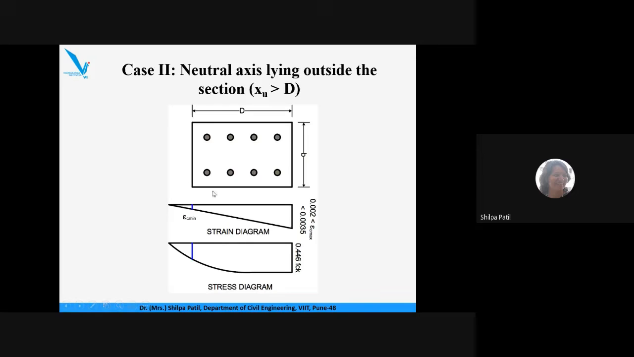Now in this case, what is happening? The load is acting with a very small eccentricity, and hence there is no development of tensile stresses. Or in other terms, the tensile stresses are not predominant, rather the compressive stresses are predominant, and hence the strain diagram or the stress diagram completely shows the effect of compressive strain only. There is no impact or effect of tensile strain here. Because the compressive strains are predominant, as the eccentricity in the loading is very less, in that case this condition is there, that is XU is greater than D.